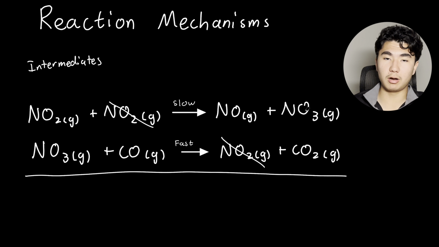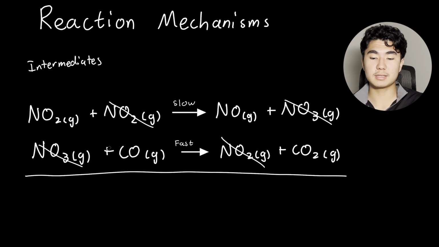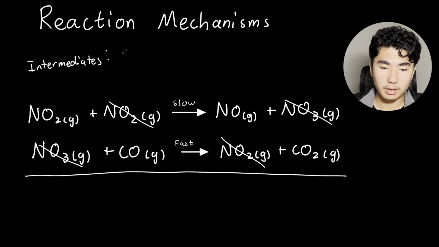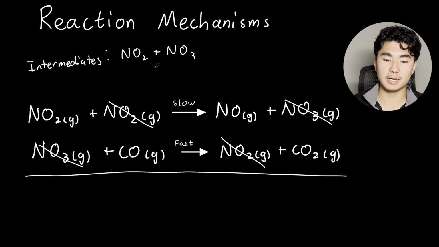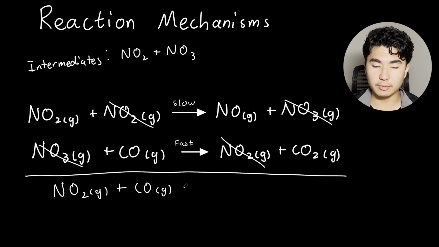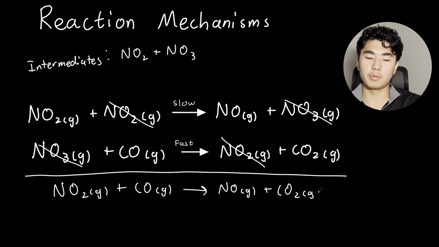And if I see the product NO3 on the other side of the slow step, and I see it on the reactant side, then that's an intermediate as well. So our intermediates are NO2 and NO3, both in gas form. So our overall reaction would be NO2 gas plus carbon monoxide, and that would go to NO gas plus CO2. That's our overall reaction.